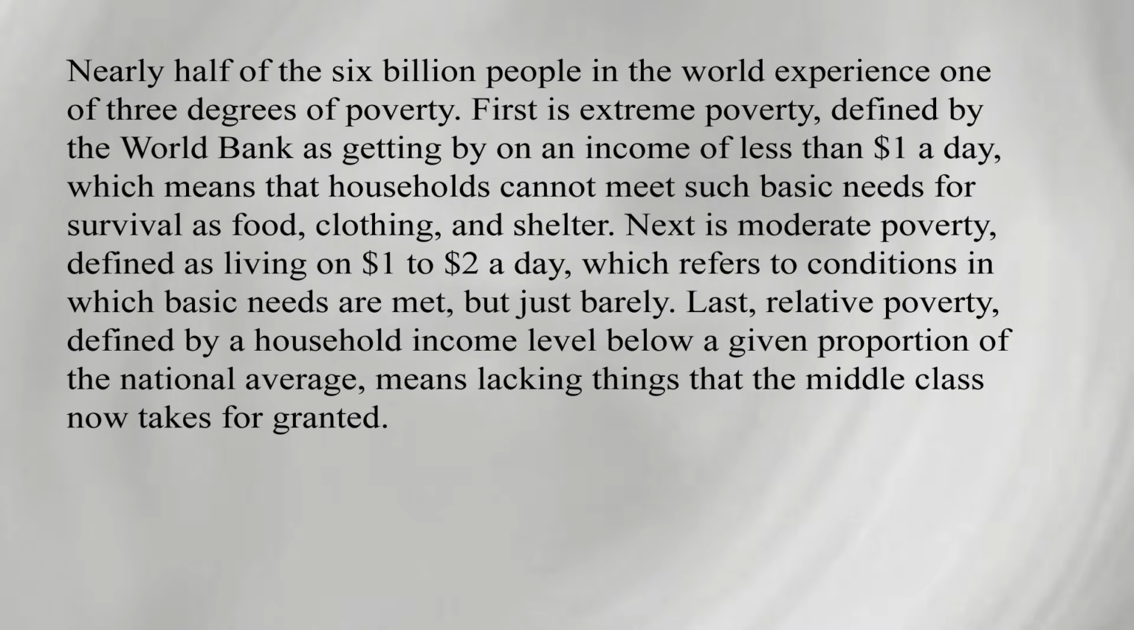Next is moderate poverty, defined as living on $1 to $2 a day, which refers to conditions in which basic needs are met but just barely. Last, relative poverty, defined by a household income level below a given proportion of the national average, means lacking things that the middle class now takes for granted. The paragraph begins with the main idea. Nearly half of the 6 billion people in the world experience one of 3 degrees of poverty. The next 3 sentences go on to describe the 3 degrees of poverty. The transitions first, next, and last each introduce one of the kinds of poverty.